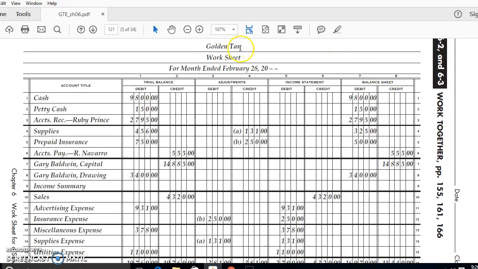Remember, the top of the financial worksheet is Golden Tan, the name of the business. The second line is the name of the document. And the third line is for month ended February 28th, 2016. Now, once again, the reason that we have for month ended is because we are doing monthly fiscal periods for this particular business. Most businesses do yearly fiscal periods, which again, a fiscal period is a financial period.